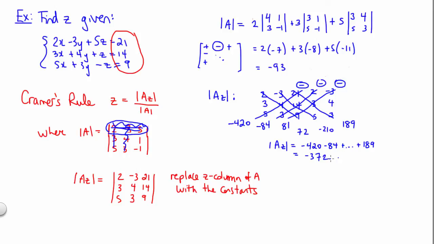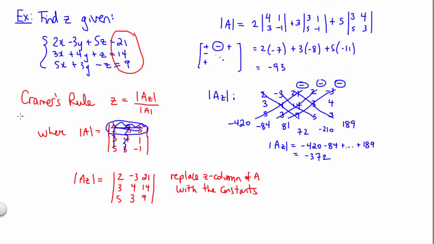So there we have our two determinants. We'll be able to finish the problem in a minute. I chose to calculate the determinant of A by cofactor expansion. You may have expanded along another row or another column. That would be fine. You may have used the quick method to calculate this determinant. As long as you're getting the answer -93, all is good. Similarly, down here for the determinant of Az, you might have chosen cofactor expansion instead. Again, as long as you're getting the answer -372, then you're fine.